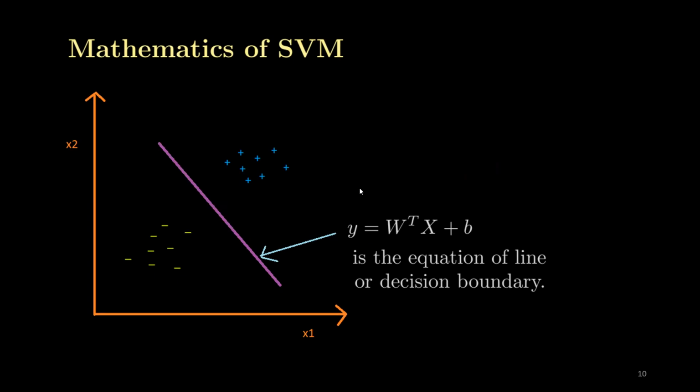We know from our section on regression analysis that the straight line equation is Y equals W transpose X plus B, where W is the matrix of weights and X is the feature matrix. In order to multiply these two, we have to take the transpose of the weight matrix. We also used this equation in the least square method, which we studied in the regression analysis section. So this is the equation of any straight line. Since the decision boundary for SVM is also a straight line, we can represent it with this equation.